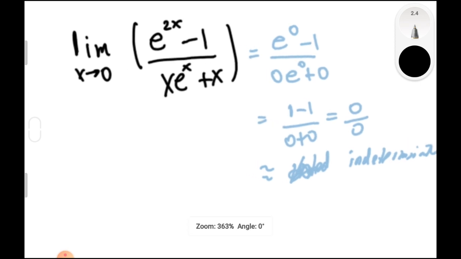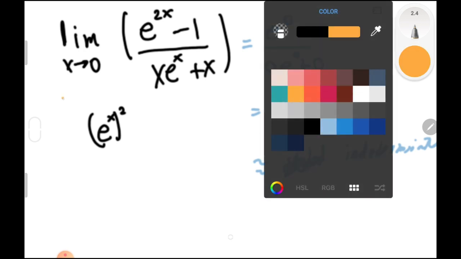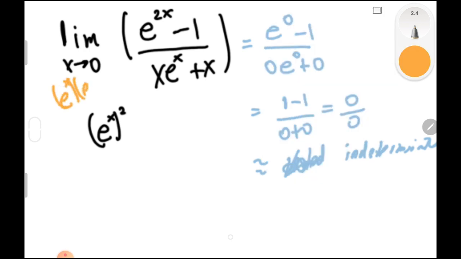Okay? So, from this, we have e raised to 2x minus 1 all over x e raised to x plus 1. So, take note that e raised to 2x can be rewritten into e raised to x squared, tama? Katulad ng ginawa natin. E raised to x squared is just equal to e raised to x multiplied by e raised to x, wherein we have x plus x, which is equal to 2x, so it can be rewritten into e raised to x squared. Right? So, minus 1.